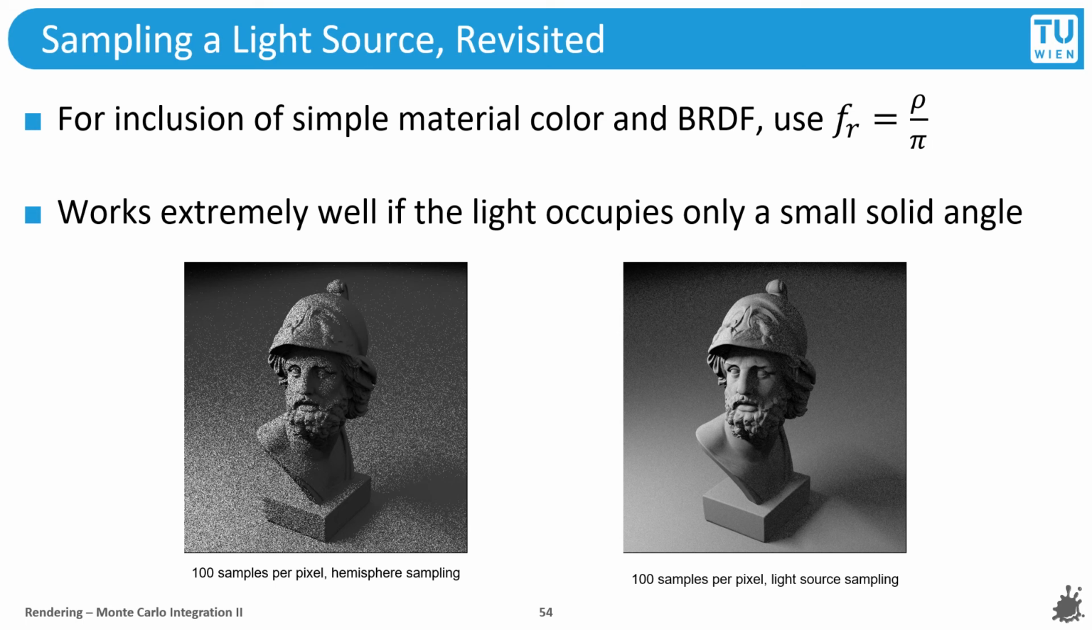If we sample the light sources directly, the noise quickly goes away. We are only considering those parts of the hemisphere that can actually lead to a light source, and therefore we get much more information from most of the samples.